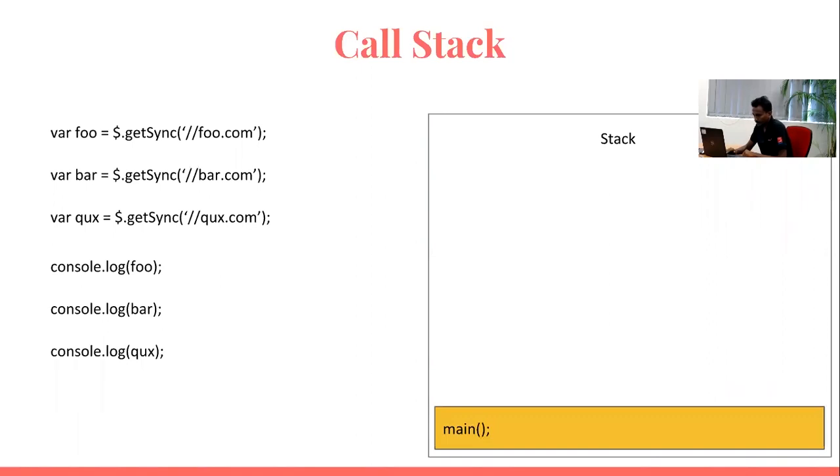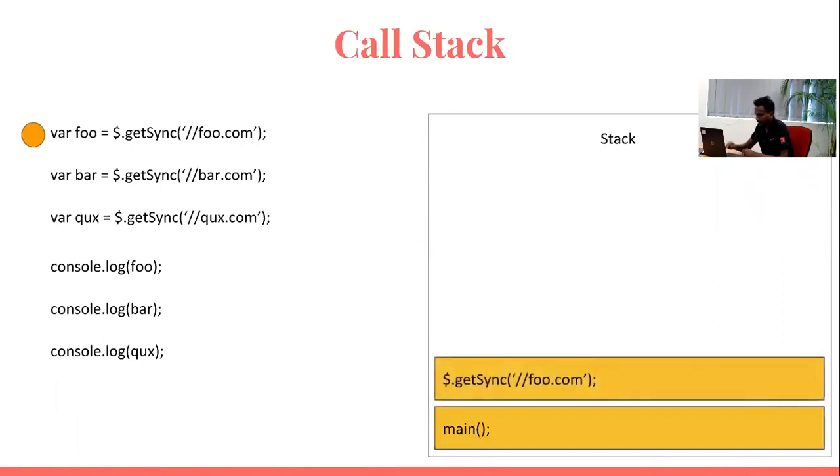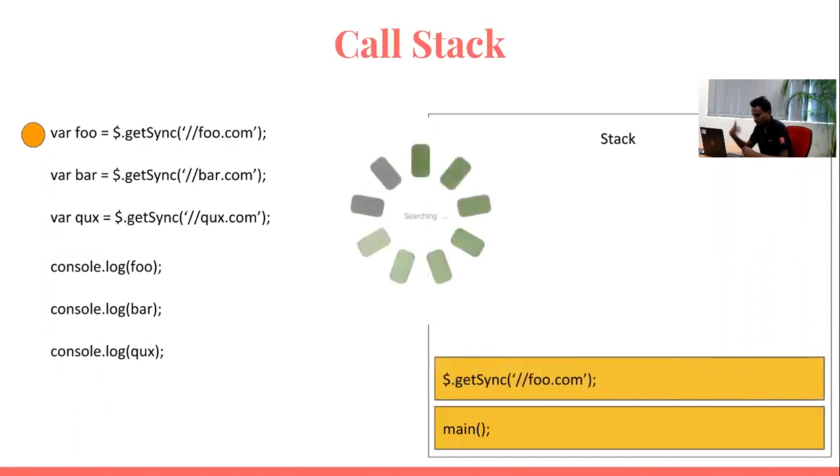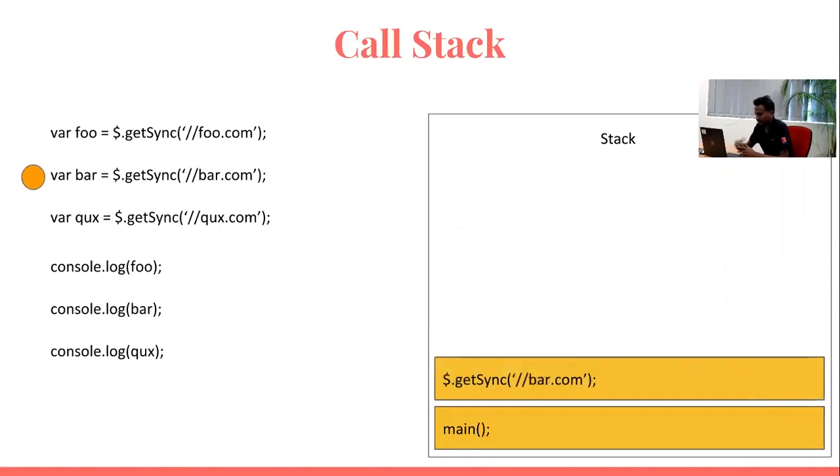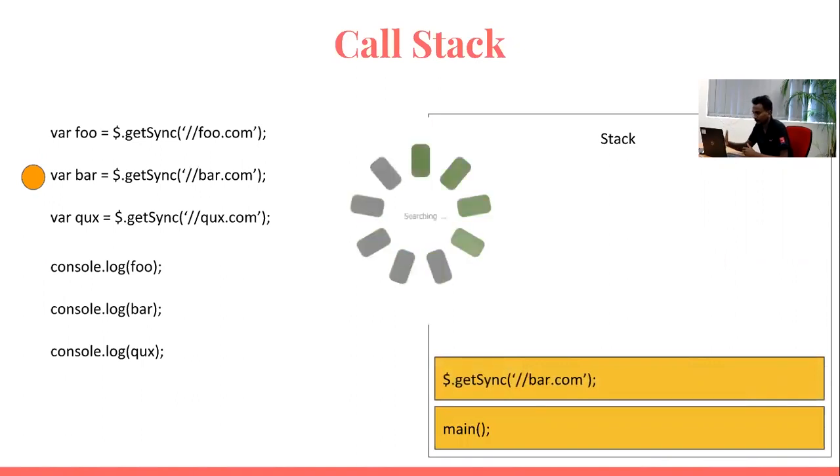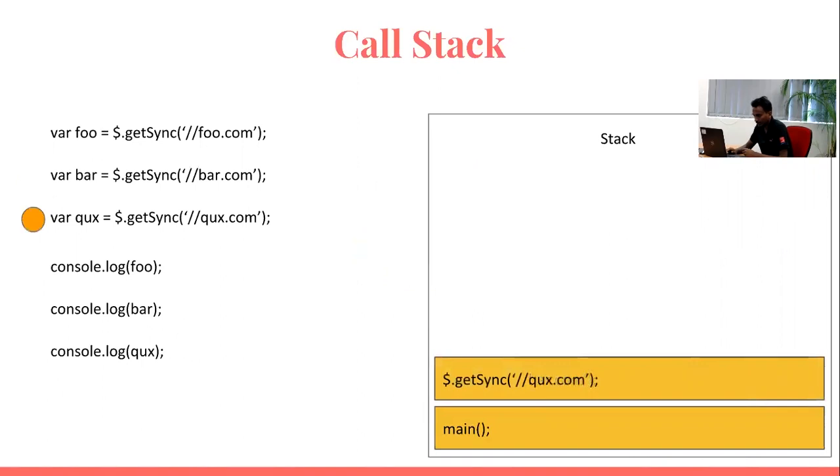So the main program kicks in, and you have a call to get sync. So you wait until foo.com returns a result to you, and then the next call kicks in, which is again bar.com. So the execution waits till bar.com returns a response, and then the next sequence goes on, and so we wait again, and then console.log foo, console.log bar, and console.log qx.